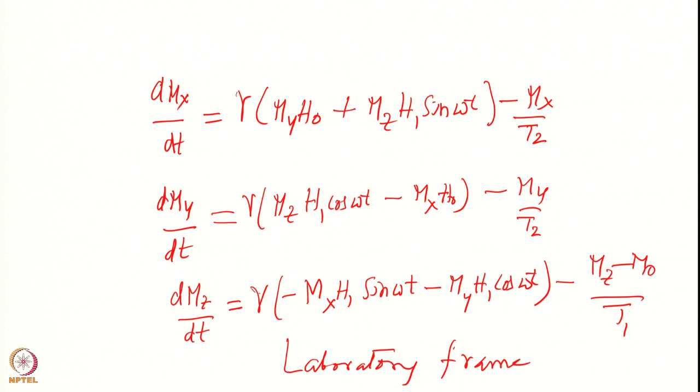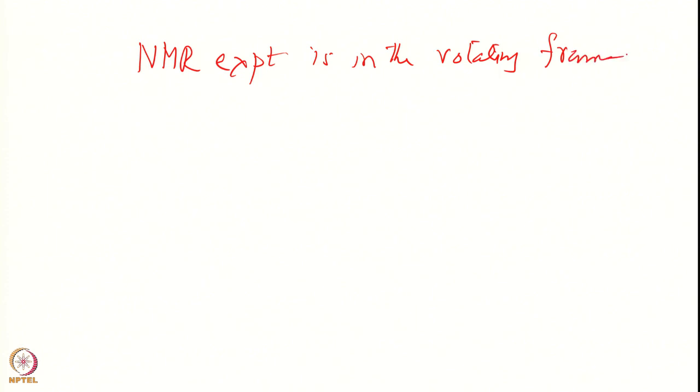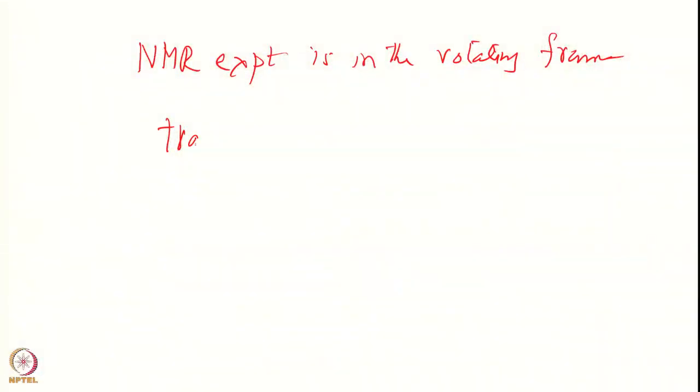But the NMR experiment is done actually in the rotating frame. That is as if you are sitting on the RF and looking at the magnetization, how it is spinning. So, the main RF frequency will get subtracted out, and the time dependence will go away in the rotating frame. Therefore, you can transform the equations into the rotating frame. I am not going to give the details of that, but I will only give you the results.